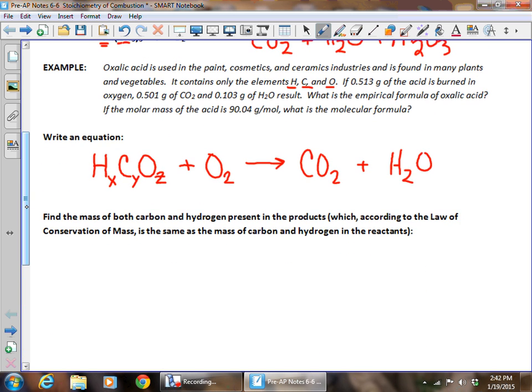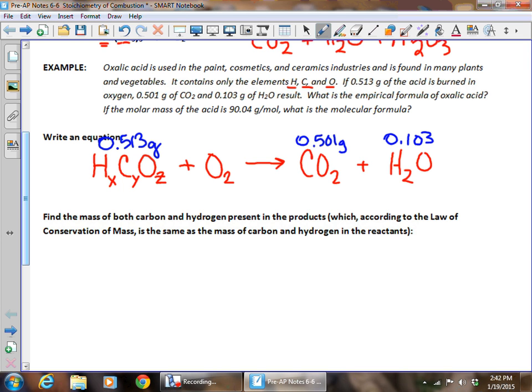Well, look at what it gives us. It tells us that we're starting out with 0.513 grams of our fuel, this oxalic acid unknown, and that when we burn it completely, we end up with 0.501 grams of CO2 and 0.103 grams of H2O.